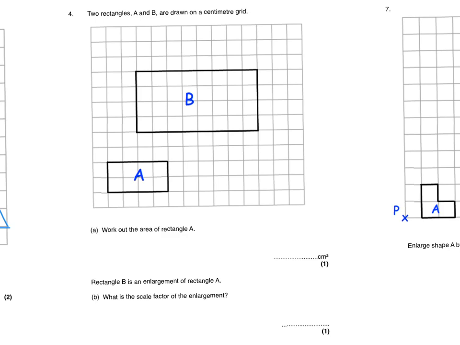Next one, work out the area of rectangle A. Rectangle A has 1, 2, 3, 4, 5, 6, 7, 8 centimetre square boxes. And what is the scale factor of enlargement if rectangle B is an enlargement of A? Well, I can see that this is 1, 2, 3, 4 wide. This is 1, 2, 3, 4, 5, 6, 7, 8 wide. So because it's twice as long, the scale factor is 2.